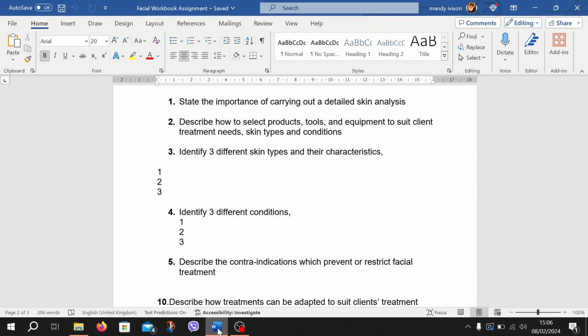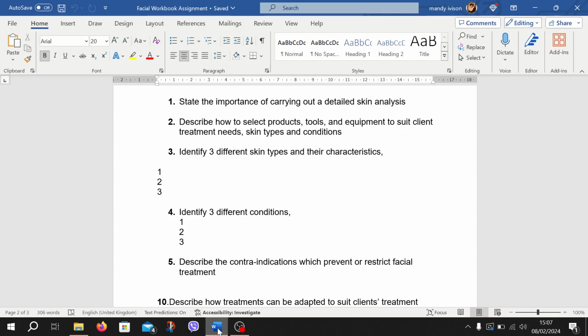Okay, so next one, describe the contraindications that prevent or restrict a treatment. Right, so you've got things like recent scar tissue, cuts and abrasions and bruising. They're things that restrict, things where you won't be able to do your treatment over that area. Say they've got a bruise on the forehead. You could do a facial, but you would have to avoid that area completely.